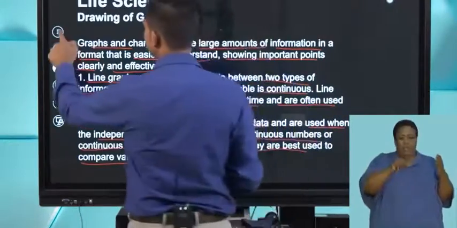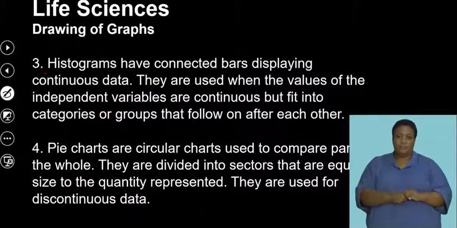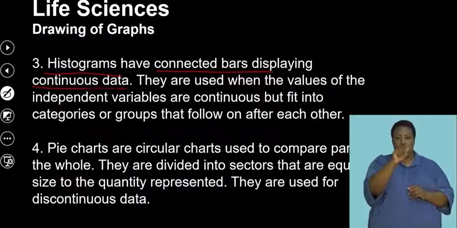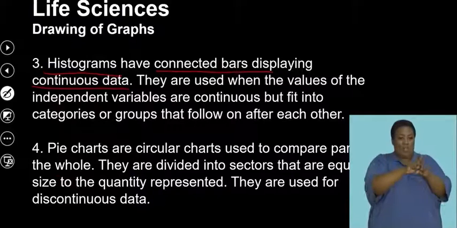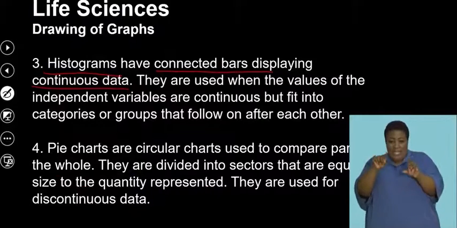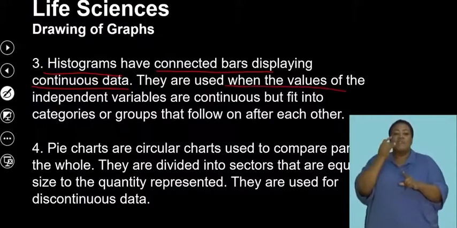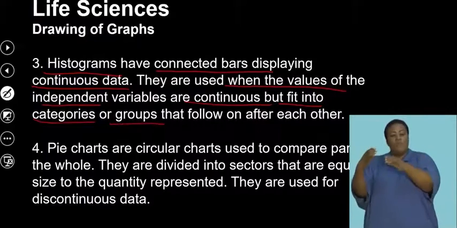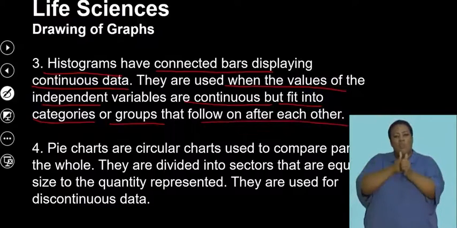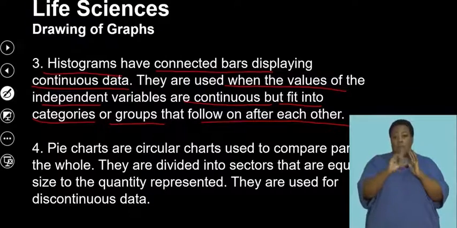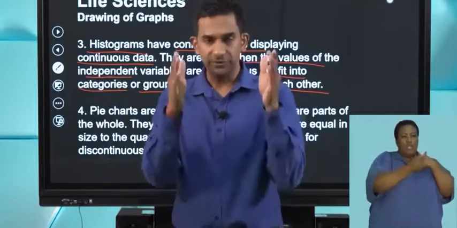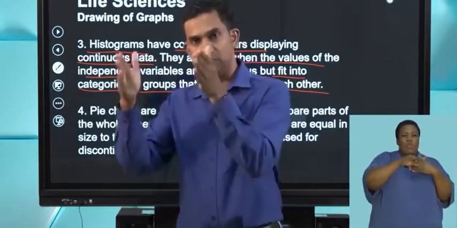Okay, cool. Histograms have connected bars displaying continuous data, meaning the information from one leads to the next group. They're used when the values of the independent variable are continuous but fit into categories or groups that follow on after each other. The example would be the average rainfall in January, the average rainfall in February, the average rainfall in March.